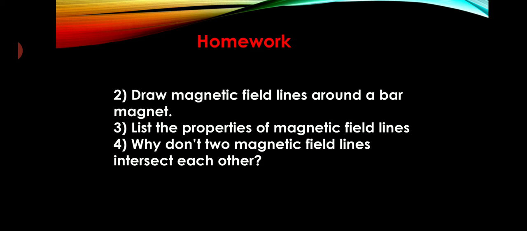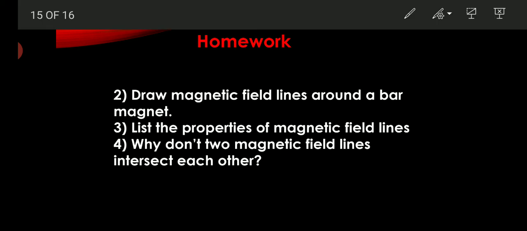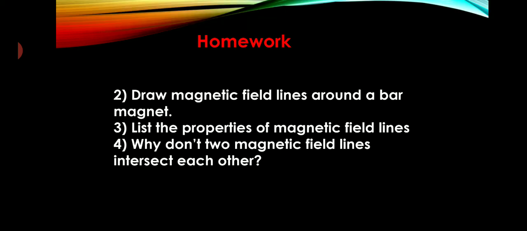And the next questions are homework. Draw magnetic field lines around a bar magnet. Refer to figure 13.4, page number 119, and draw that diagram. For the second question, list the properties of magnetic field lines, that is, 5 properties. You have to write the 5 properties. Last one, why don't two magnetic field lines intersect each other? That answer is also given. You go through the slides and write the answers.